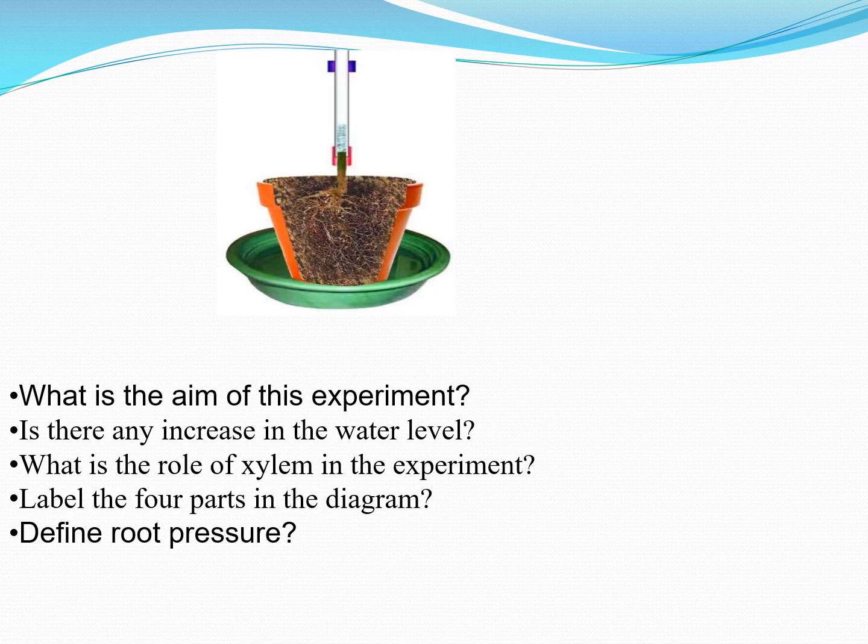Next, label the 4 parts in the diagram. Water in the tub, then soil, cut stem portion, rubber tubing, water level in glass tube, clamp. Last question. Define root pressure. The pressure exerted by the water molecules absorbed by root hair is called root pressure.